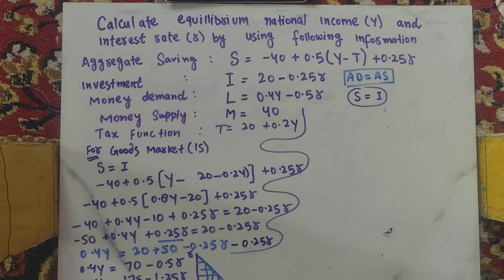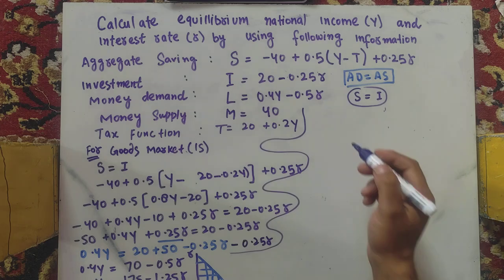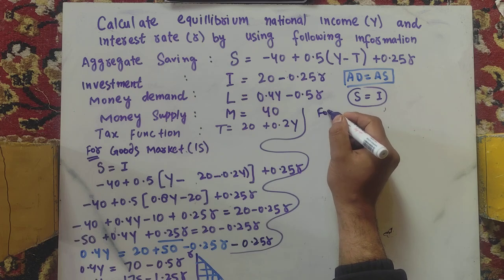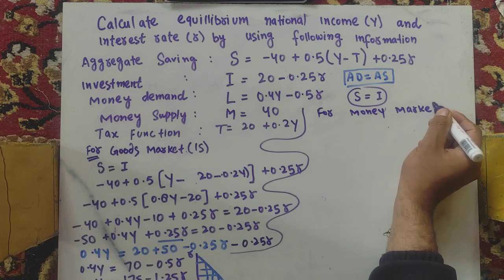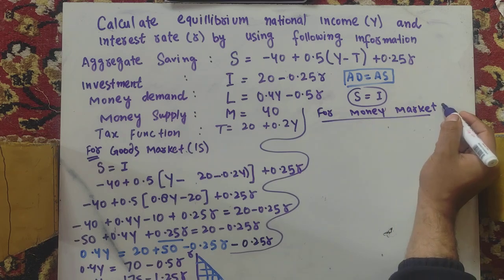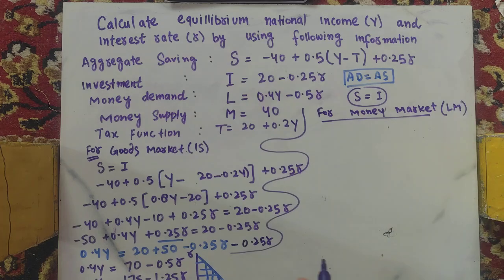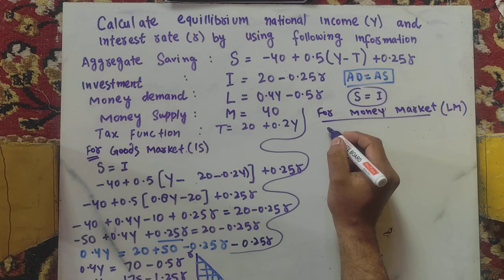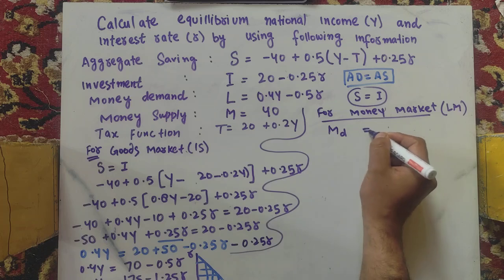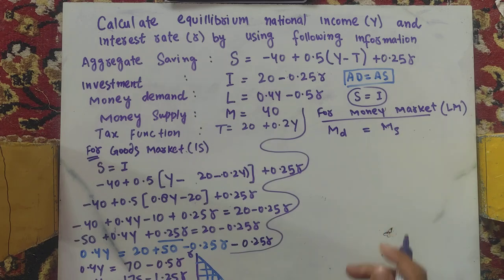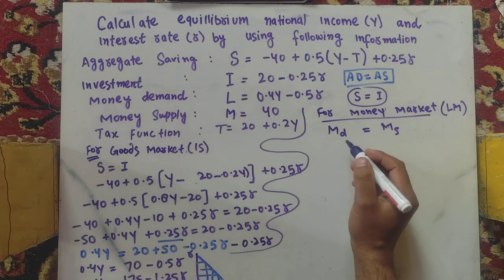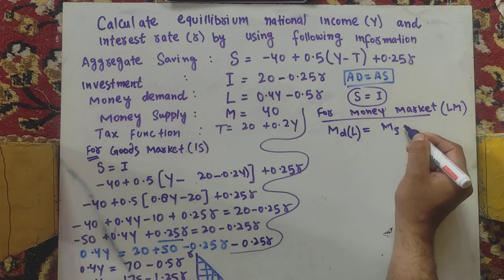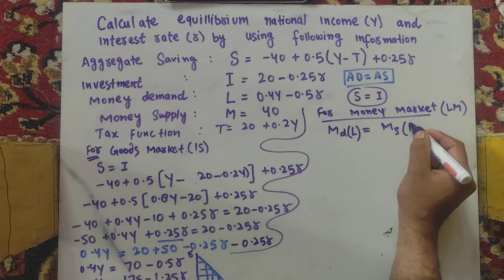Likewise, we need to find the money market equilibrium. For money market equilibrium, we need to find the LM equation first. Now what happens in the money market? Our money demand should be equal to money supply. Money demand is shown by L, which should be equal to money supply, shown by the letter M here.